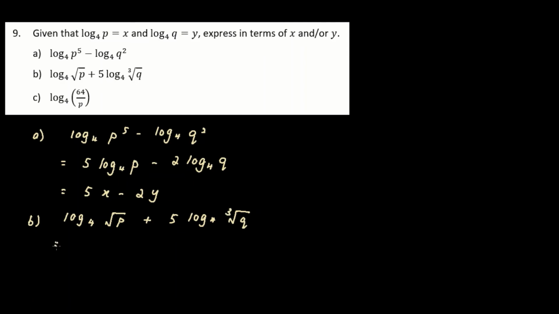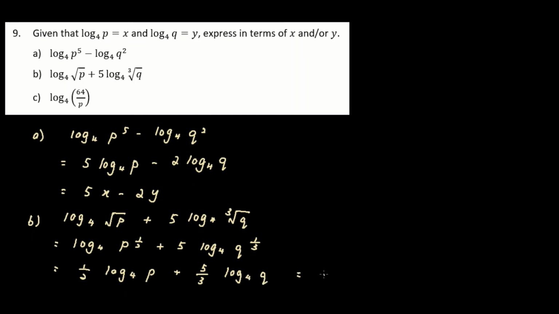Log 4 square root P plus 5 log 4 cube root Q. Same thing, let's change the P and Q into index form first. So log 4 P^(1/2) plus 5 log 4 Q^(1/3). Same thing, try to bring the powers in front of the log. So 1 over 2 log 4 P plus, multiply, so I get 5 over 3 log 4 Q. As I expand, I will be able to get 1 over 2 x plus 5 over 3 y.